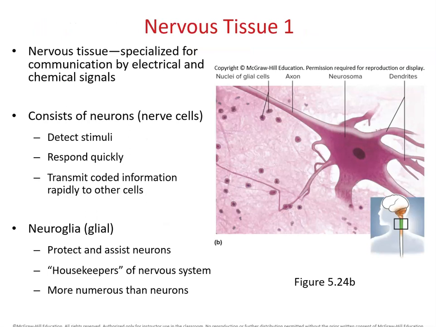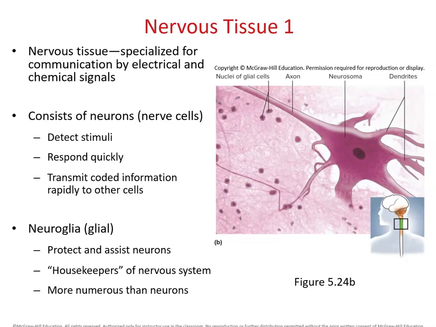So let's talk about nervous tissue first. Nervous tissue is specialized tissue that communicates by electrical and also chemical signals. Nerve cells are called neurons. Their job is to detect a stimulus, to respond quickly to the stimulus, and then to transmit the information to the next cell in the chain.